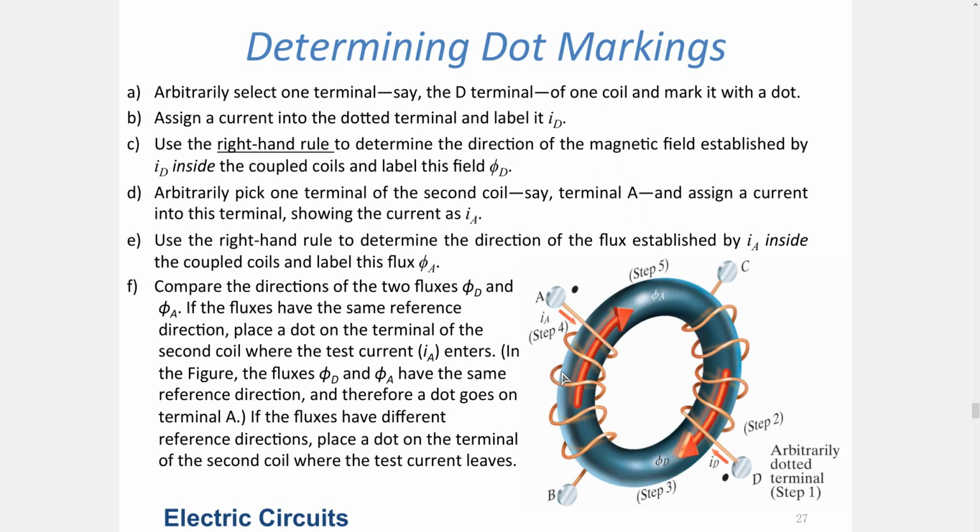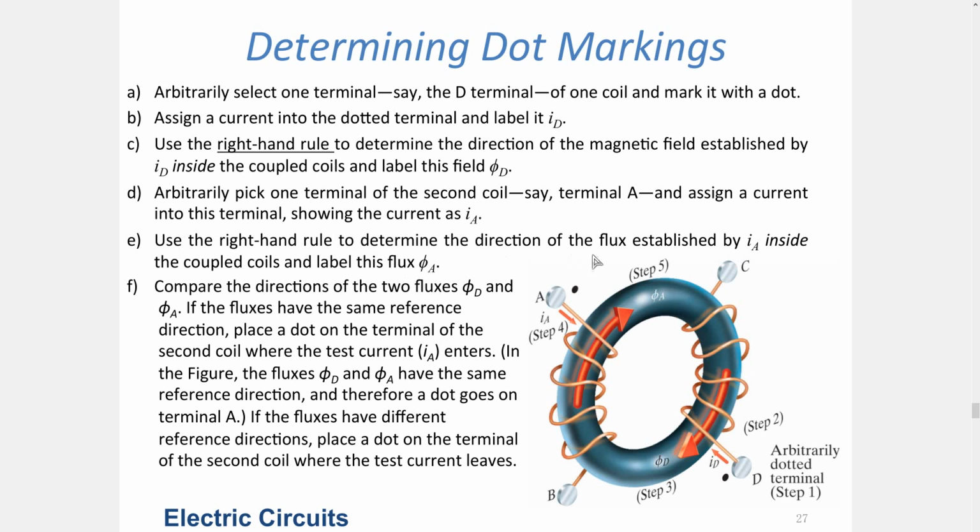Arbitrarily, then we pick one terminal of the second coil. Let's say we choose the terminal A, and we assign a current into this terminal, showing it as IA. Now again, we use the right-hand rule because this magnetic core is continuous. So the phi d will be transferred to here as phi a, and that phi a will induce some current, so that direction can be found by again applying the right-hand rule.